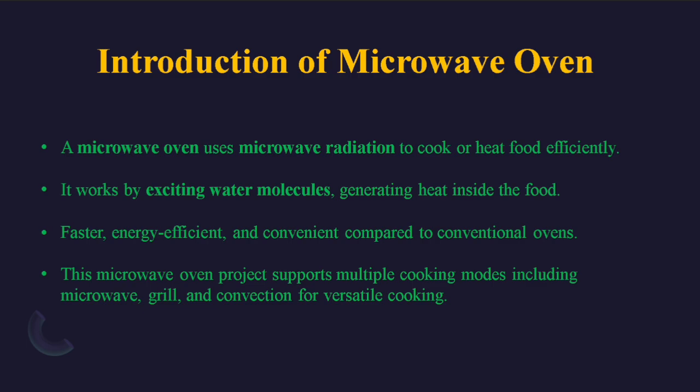After that, introduction of microwave oven. So what is a microwave oven? A microwave oven is a common kitchen appliance used for cooking, heating, and defrosting food quickly. It works by using microwave energy, a type of invisible electromagnetic wave, to heat food from the inside. Why are microwave ovens popular? Because they heat food in minutes. They are also easy to use, safe and clean.